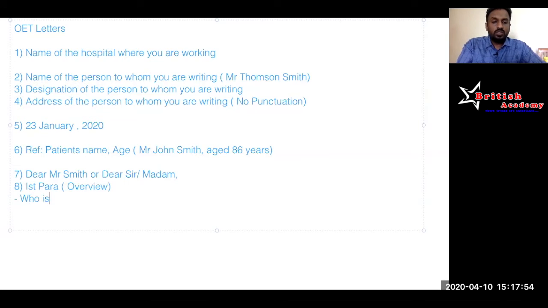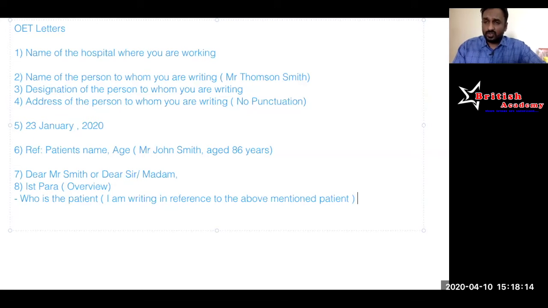First is, who is the patient? So I can write it this way: I'm writing in reference to the above mentioned patient. Above mentioned patient, or you write, I'm writing to introduce Mr. John Smith, the 86-year-old man. Even that is fine, no problem. Okay, who's the patient? Second one, what is the diagnosis?